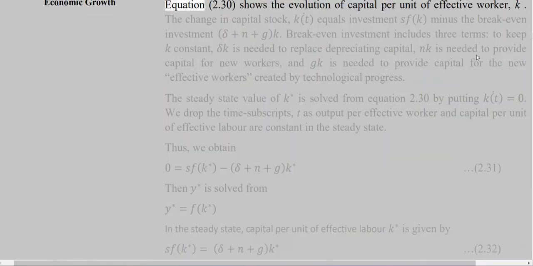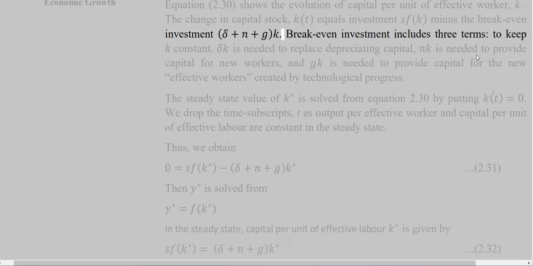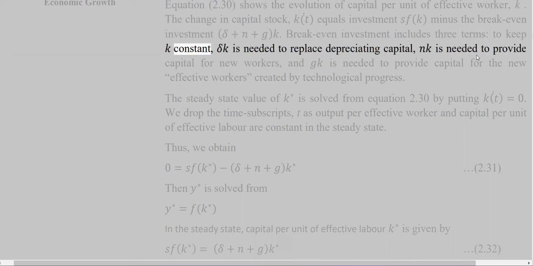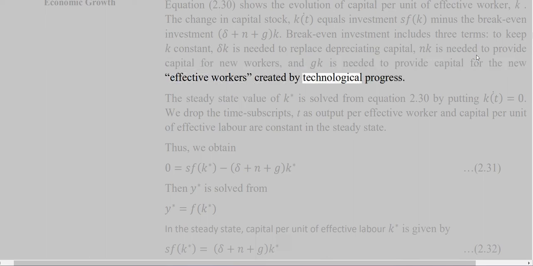Equation 2.30 shows the evolution of capital per unit of effective worker, k. The change in capital stock equals investment minus the break-even investment, (δ+n+g)k. Break-even investment includes three terms. To keep k constant, δk is needed to replace depreciating capital, nk is needed to provide capital for new workers, and gk is needed to provide capital for the new effective workers created by technological progress.